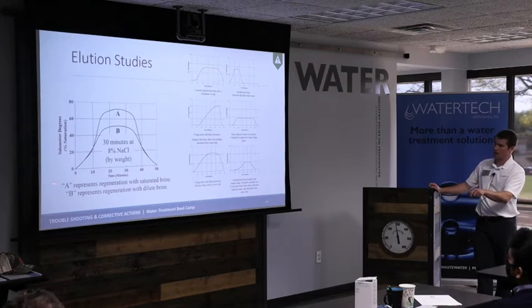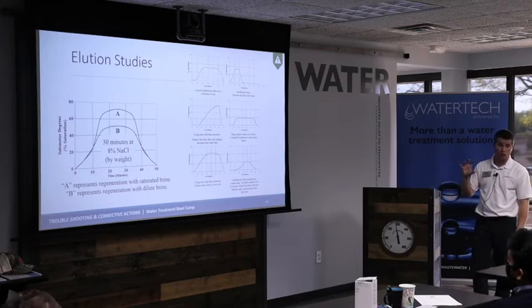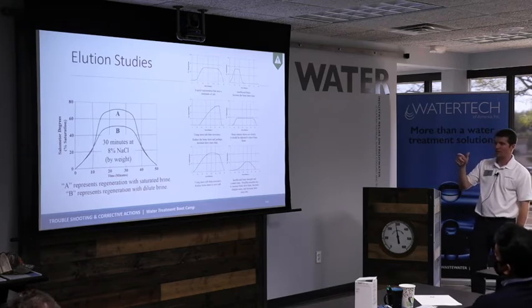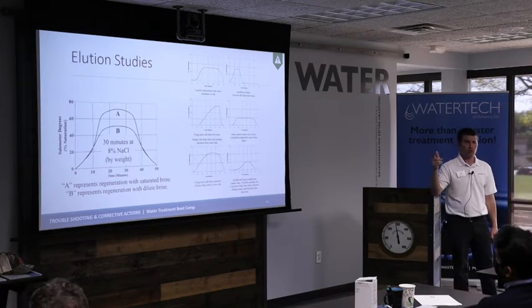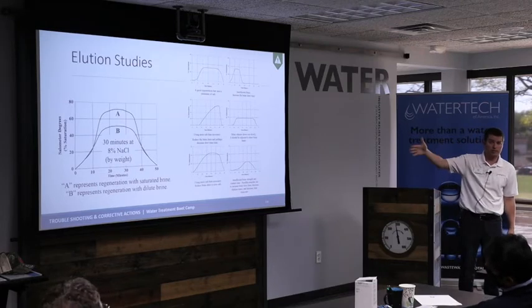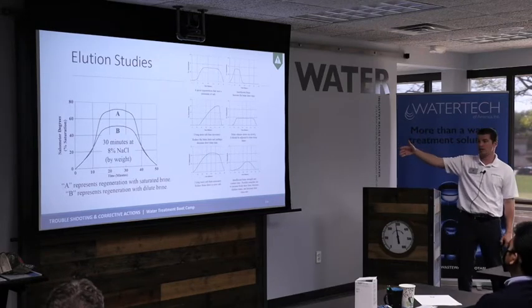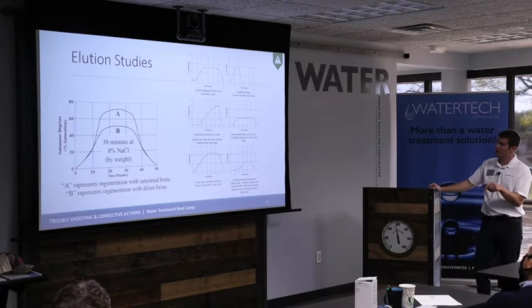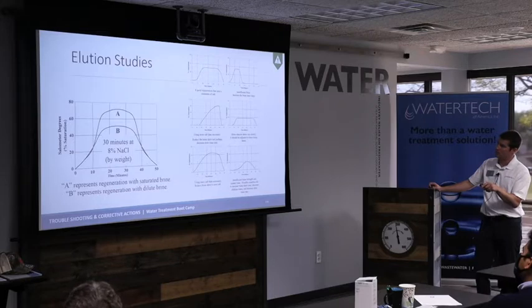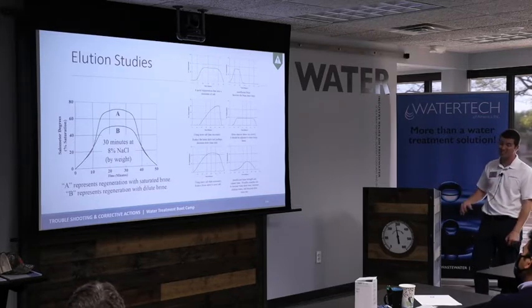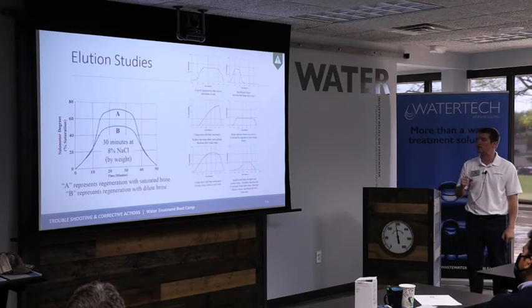So A represents regeneration with saturated brine. You want a good saturated brine solution. And B represents it if you had a dilute brine. So if you don't have enough salt in your brine tank to make a good concentrated brine, you're not going to get as effective of a regeneration. And then again, you have what would look like a good one. You start out and it slowly starts to ramp up, and then it really takes off around minute 20. Ideally you want to maintain 30% saturation for 30 minutes. So again, from 20 minutes to 50, we're maintaining that 30% saturation. That is ideal to get a good regeneration of that resin.